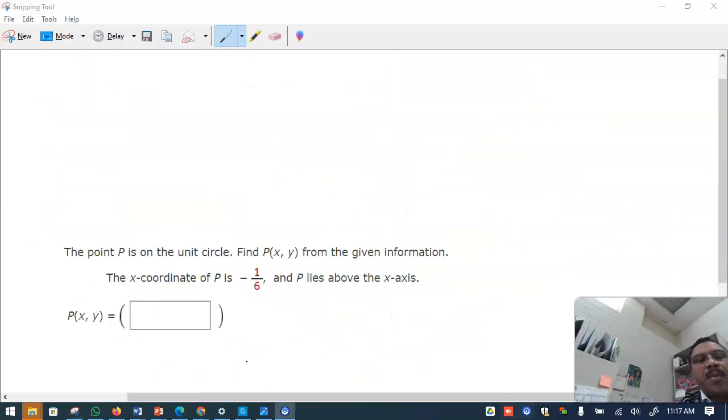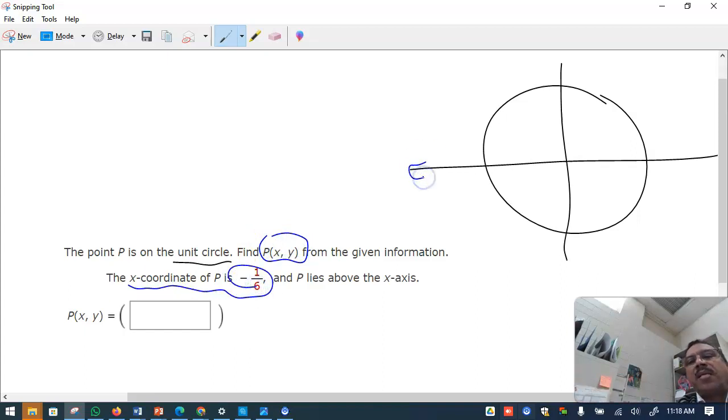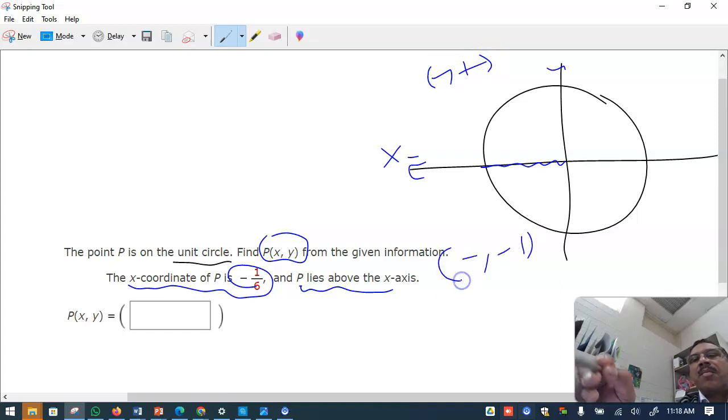Okay, let P be the point on the unit circle. So let me draw a unit circle. Then the second part is we need to figure out where this point is, and the information provided is the x coordinate is negative. Now, where is x negative? This is the negative x-axis, right? So this is negative, and then the point is above, so it has to be above. Now here it is minus and plus, and down is minus and minus. So that means it is in the second quadrant.